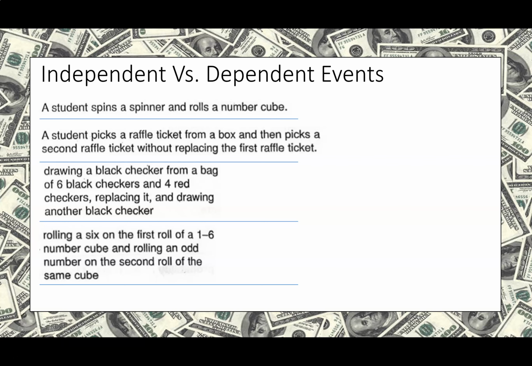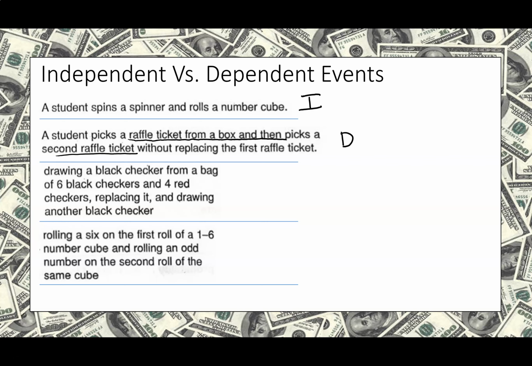All right, you're back. So I said that the first one was independent. Those two things do not influence each other at all. Now, the second one is dependent because a student picks a raffle ticket from a box and then picks a second raffle ticket, and they do not replace the raffle ticket back into the bag.